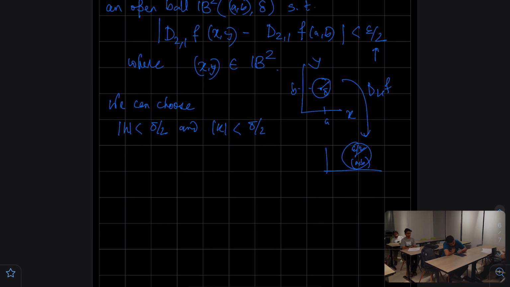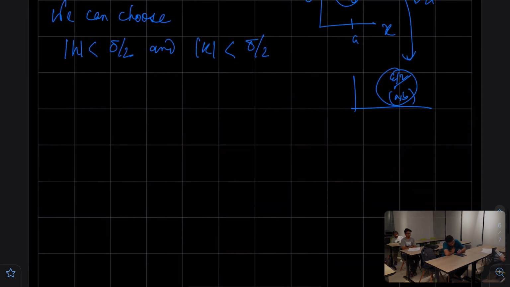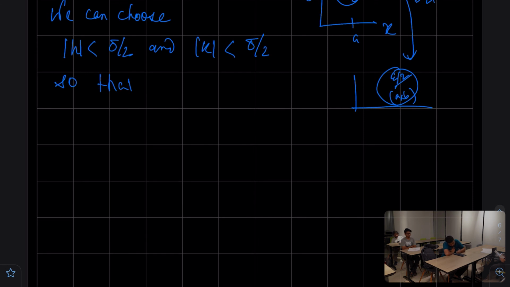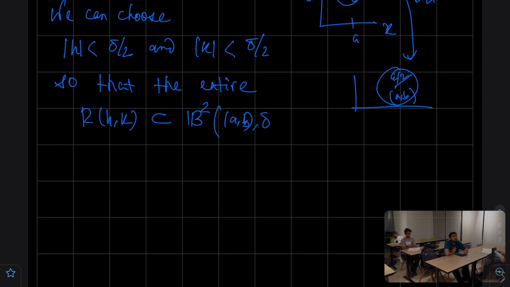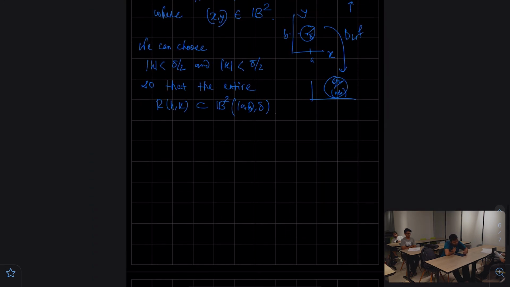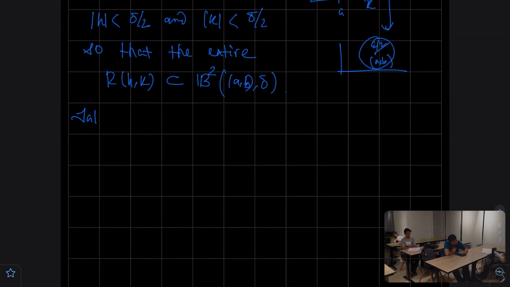Actually, yeah, I can define them. So the entire rectangle R(h,k) is contained in the ball B2. I'm not writing the arguments. Okay, let me write it. So take (x1, y1), one point in that domain.